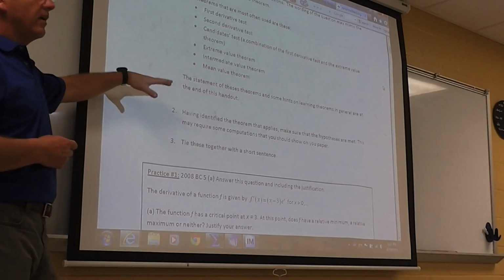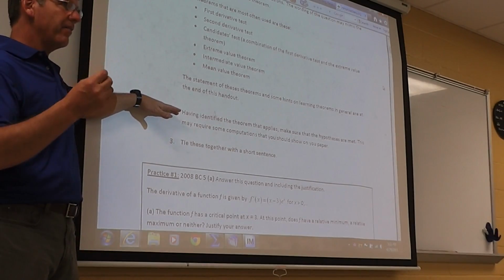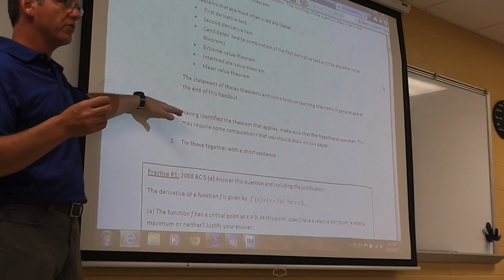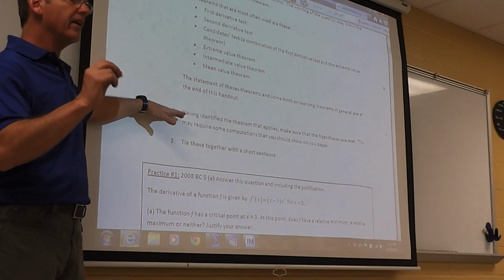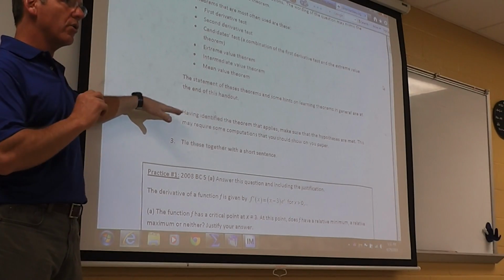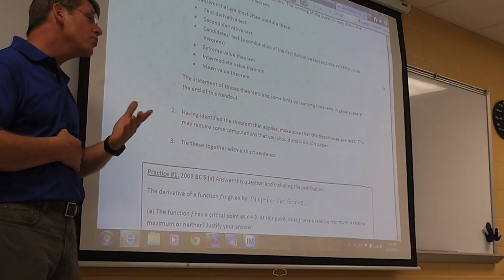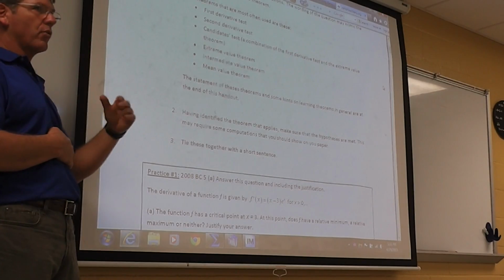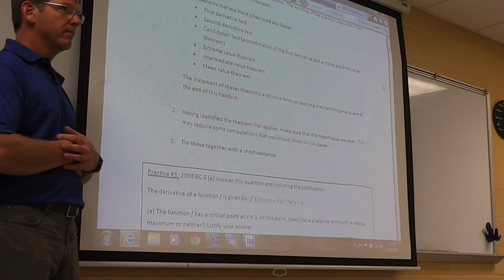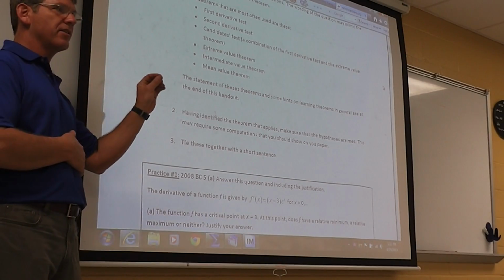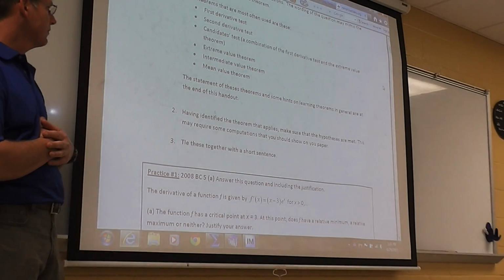In other words, say, mean value theorem: if f is continuous on the closed interval [a, b] and differentiable on the open interval (a, b), that's our if. You've got to show somehow that those conditions have been met. Usually they tell you h is a twice differentiable function. You know it's continuous and differentiable right there.